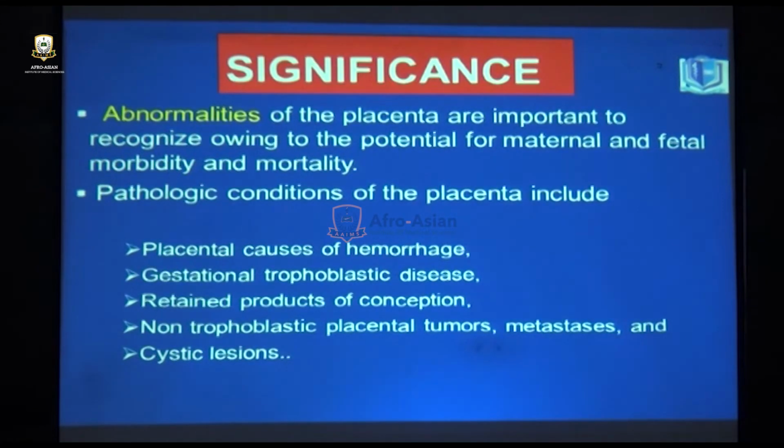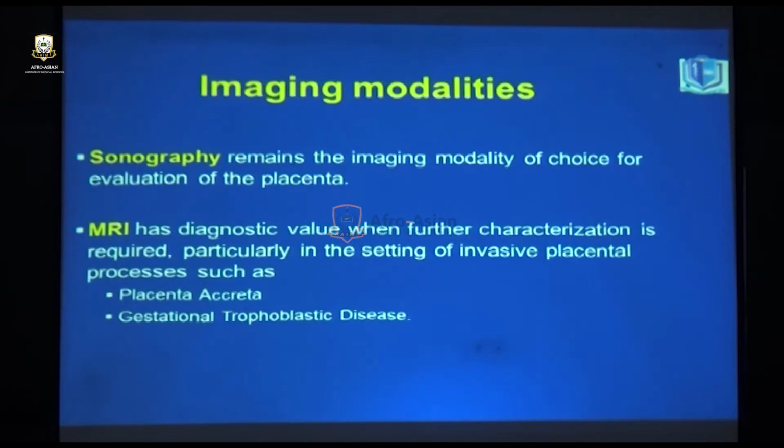So the significance of placenta is that abnormalities of placenta are important to recognize owing to the potential for maternal and fetal morbidity and mortality. So what are pathological conditions of placenta, which include placental causes of hemorrhage? The mainstay of my talk today is about hemorrhage, gestational trophoblastic disease, RPOCs, non-trophoblastic tumors like mets and cysts.